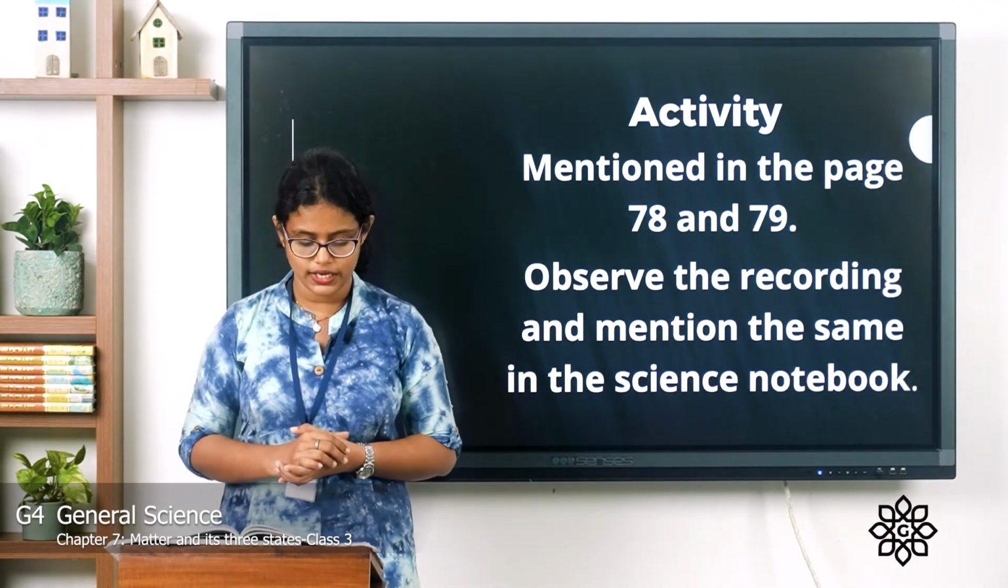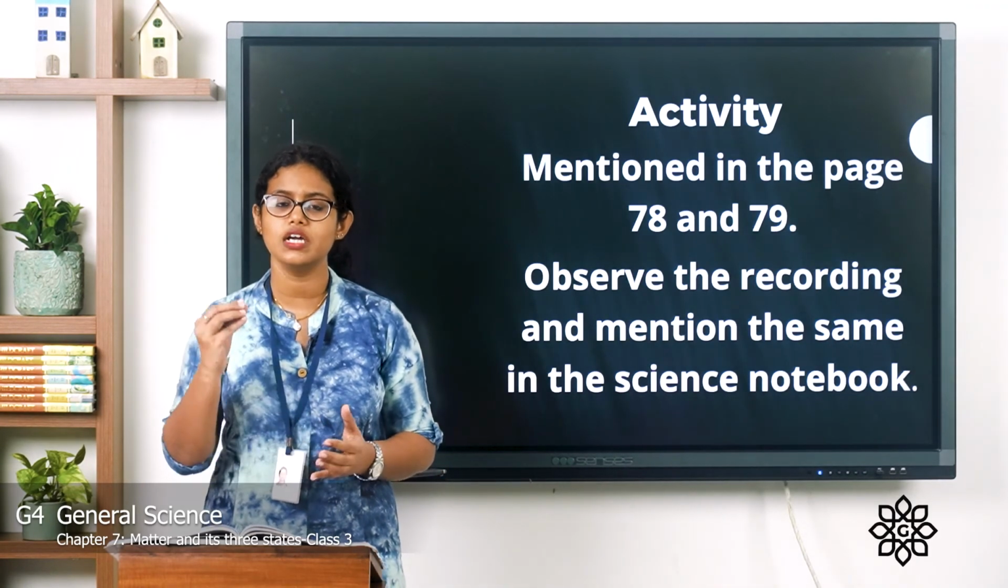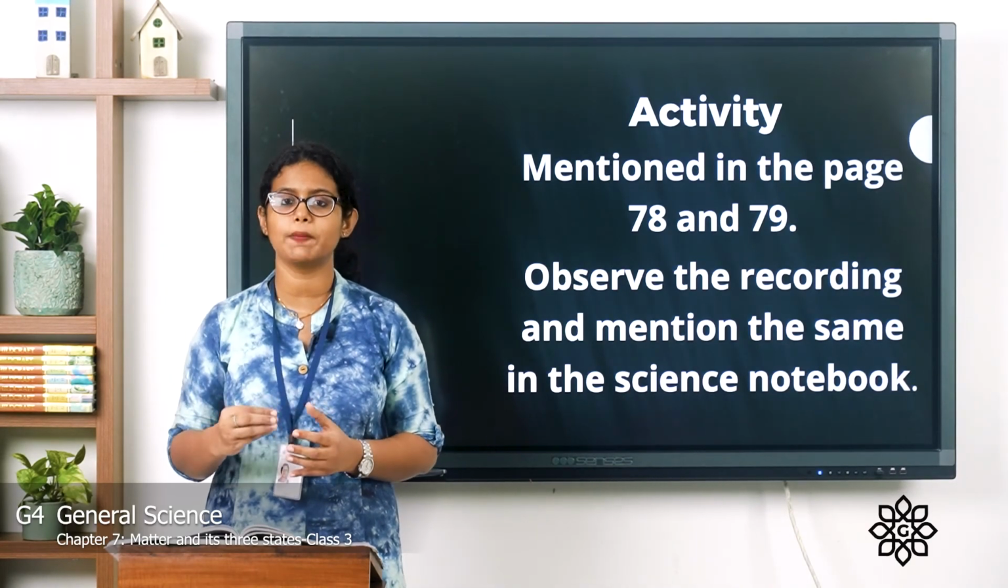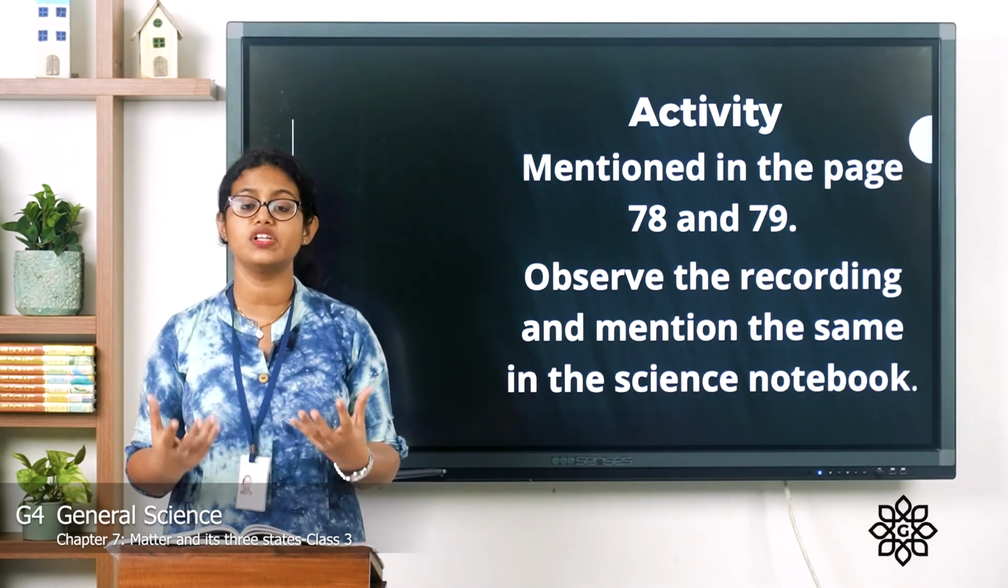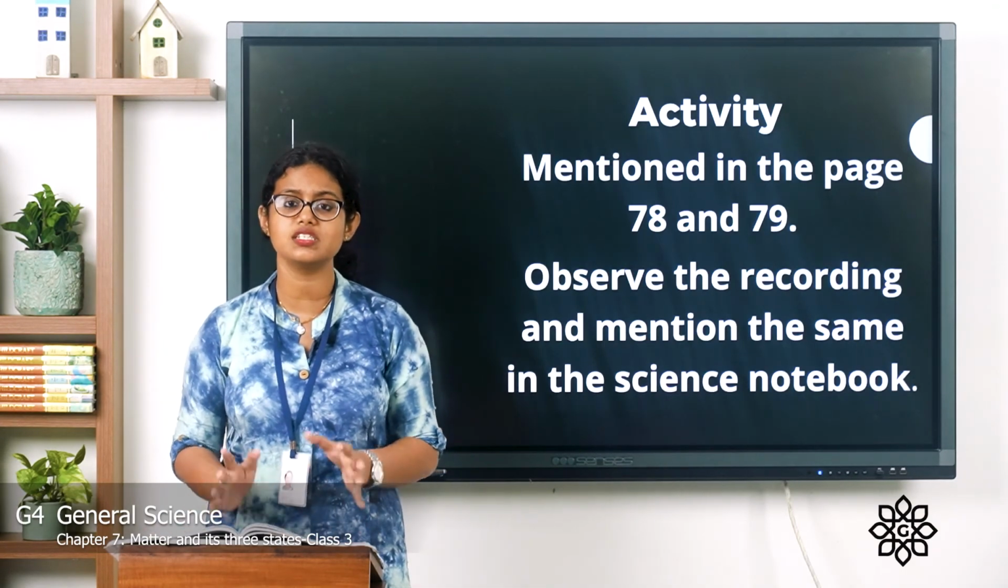Then, does it occupy a definite space? No, it doesn't have a definite space. So it doesn't occupy a definite space. It fills up any space that it gets. So that is about this chapter.